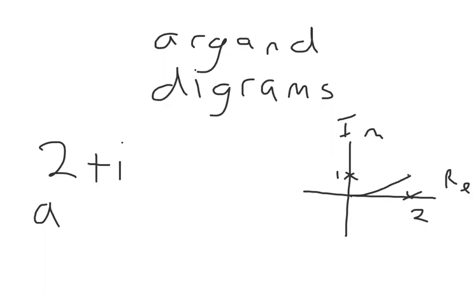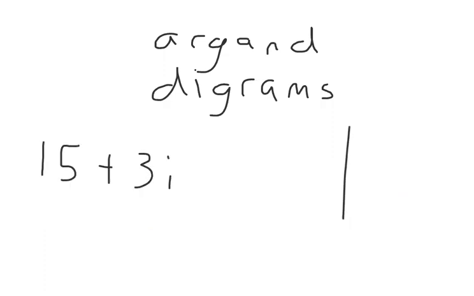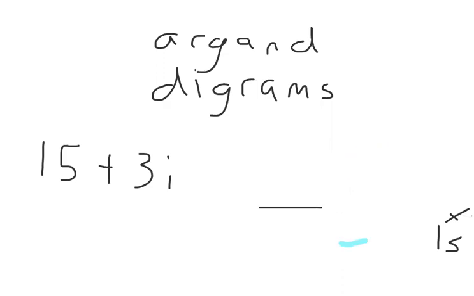Let me just do one more example in case you haven't understood the concept yet. It's an easy concept, it's just some weird notation. So let's look at 15 plus 3i. So we go back to the axes, 15, 3, bam, that was easy. So now we move on to where it gets more complicated.